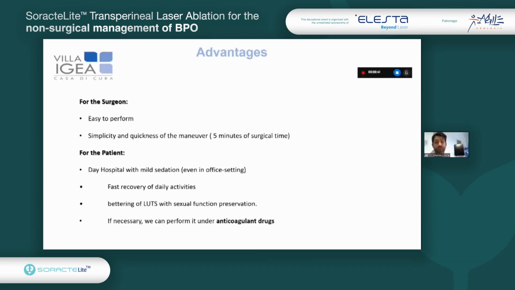For the patients, one of the advantages is that you go for just a mild sedation. There's no need for hospitalization. You can also be treated in an office setting, and you can save your ejaculation. There's no need to suspend the anticoagulant drugs.